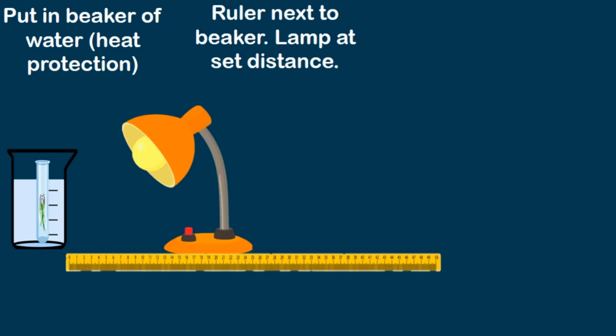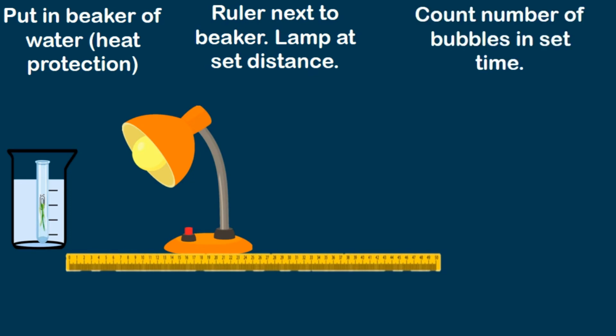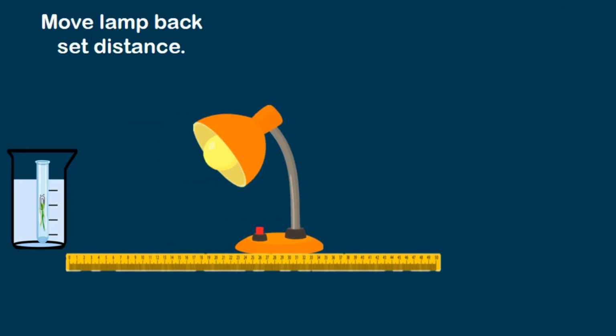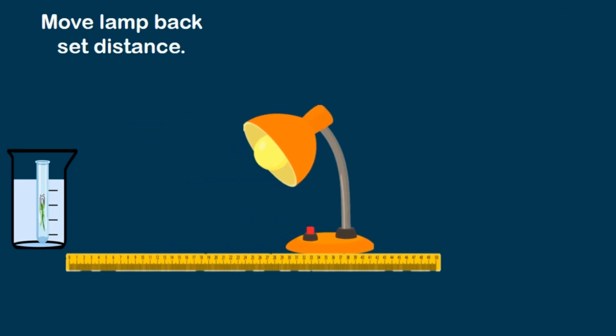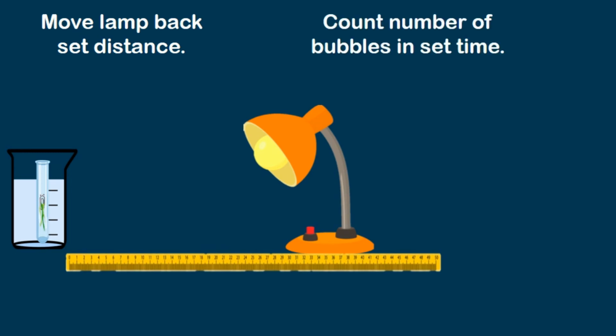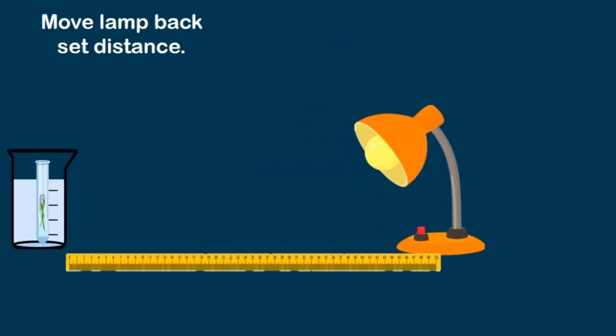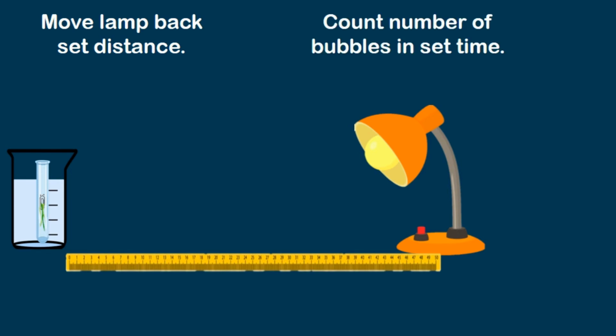So then I put a ruler down and I put a lamp that's going to provide the light at a set distance. Let's say it's 10 centimeters away. And then I start a timer and I count the number of bubbles that appear from that pondweed in, say, 1 minute. And then the next thing I do is I move my lamp back. Let's say I moved it 10 centimeters, so now it's 20 centimeters back. And once again, I count the number of bubbles in a minute, and I could just keep doing that again and again. So I might do it every 10 centimeters for 50 centimeters. And each time I count the number of bubbles in 1 minute.